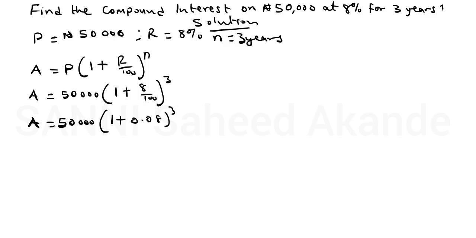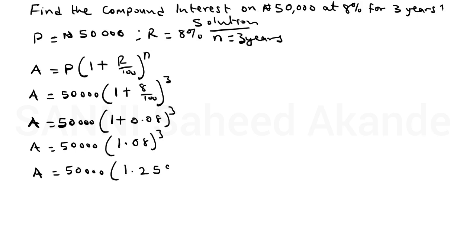So A will be equal to 50,000 open bracket 1 plus 0.08 will give us 1.08 raised to power 3. Alright, so A will be equal to 50,000, then 1.08 raised to power 3 will give us 1.2597. Okay, so when you multiply this together, you are going to get amount to be equal to 62,985 naira. So that's the amount.